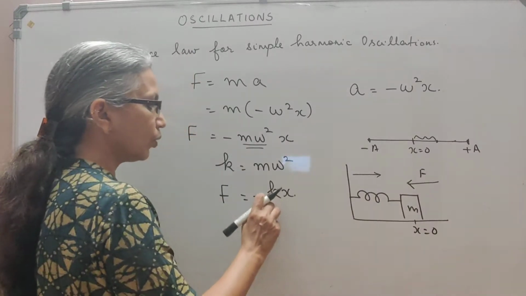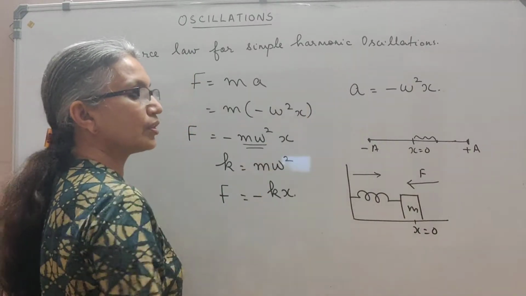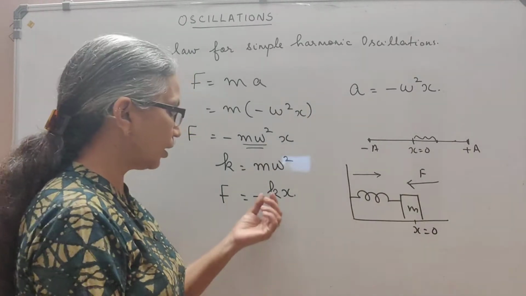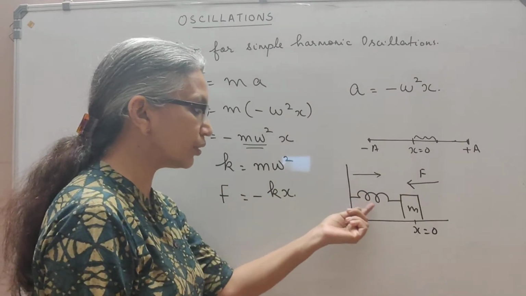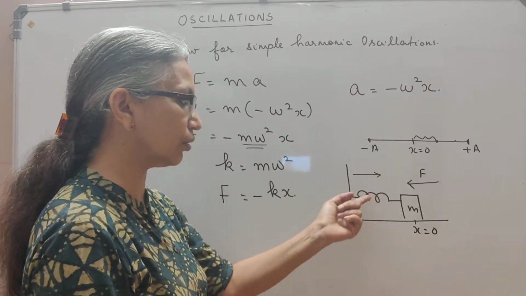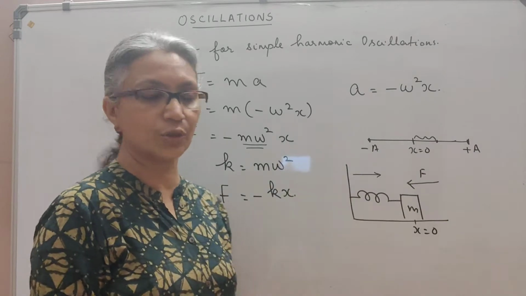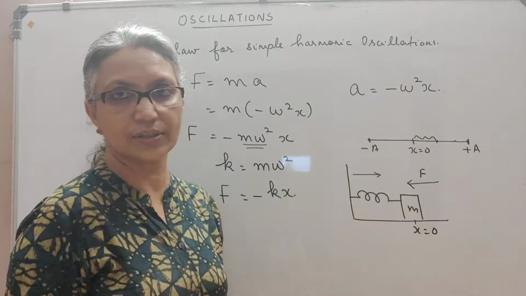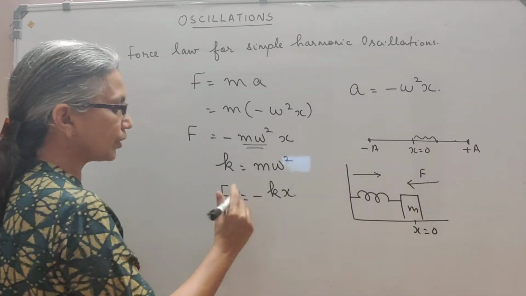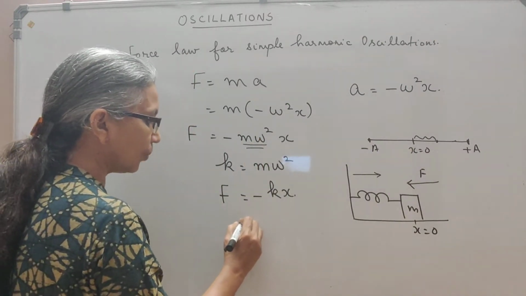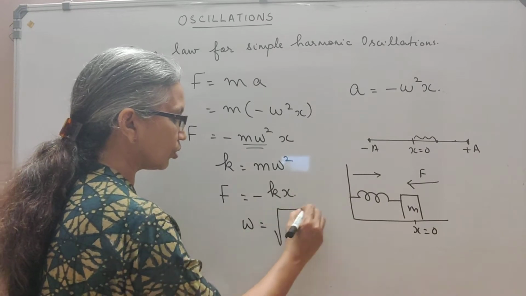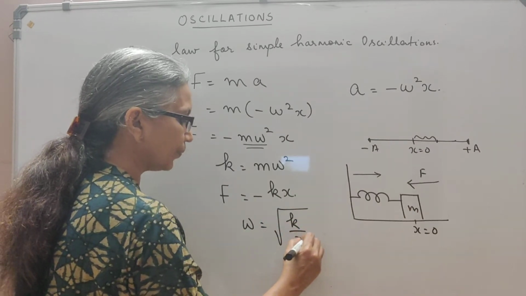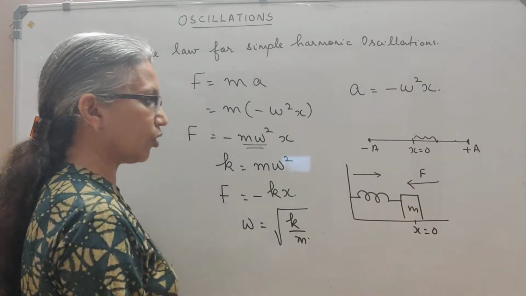So this k, which is m omega square in the case of a simple harmonic oscillator, happens to be the spring constant. In our chapter Work, Energy, Power, we have discussed the same thing and we have called this k the spring constant. So from here you will see that omega is equal to root of k by m, where k is the spring constant.